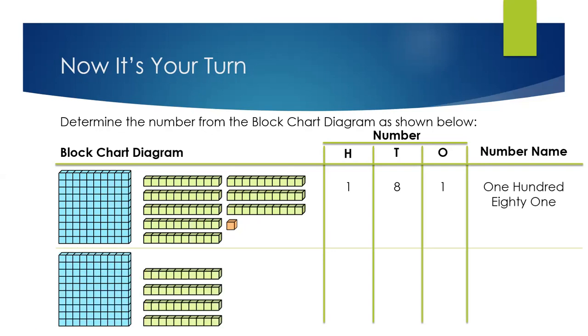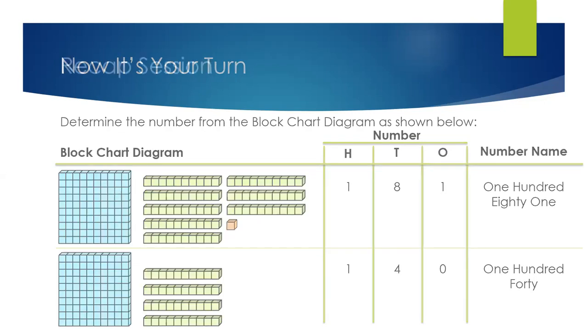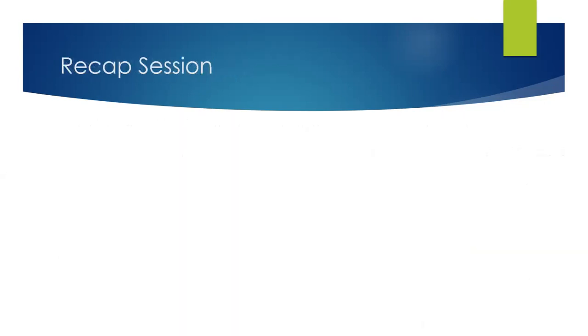Here is another question. Here we are having some block chart diagram representing a three-digit number. How many hundreds are we having? Here we are having 100. How many tens are we having? We are having 1, 2, 3, 4. We are having four tens. Now, how many ones does this number have? We cannot see any ones. So the number of ones is 0. So the number formed is 140.